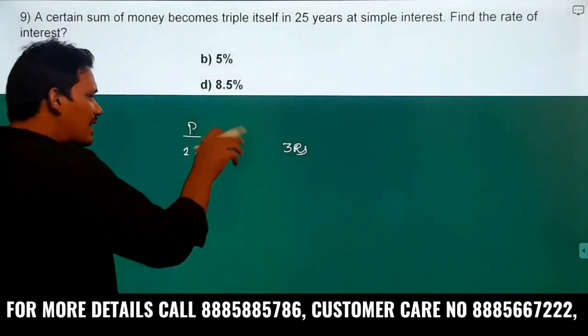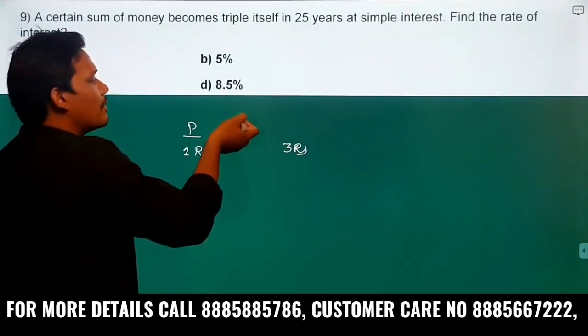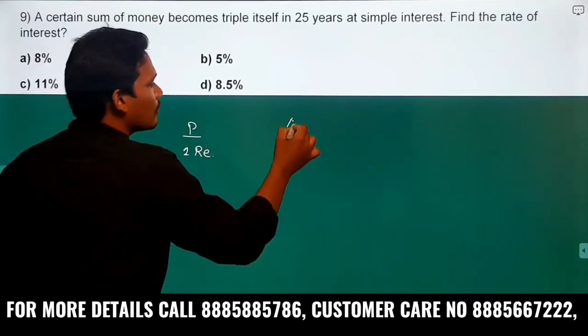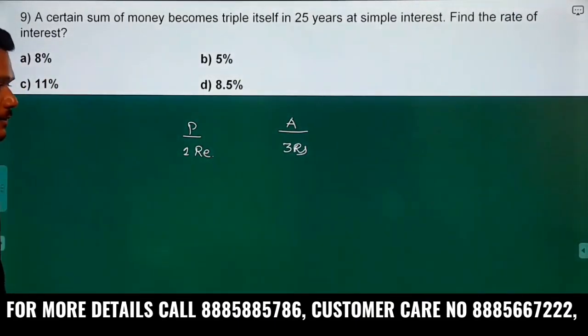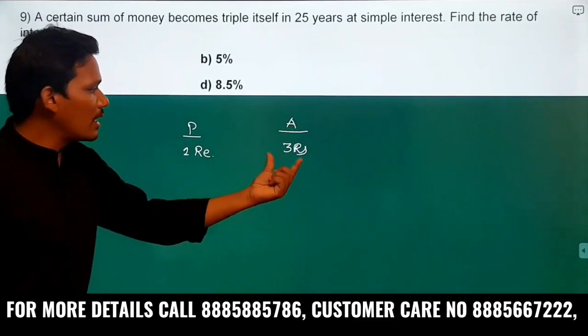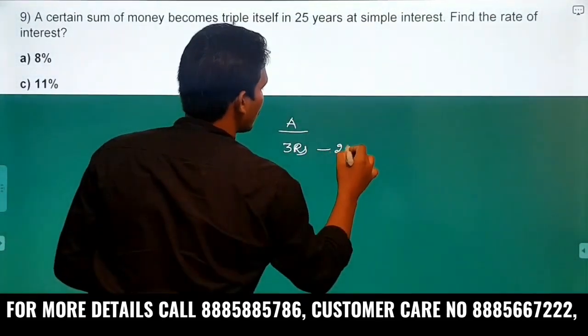Here, when it becomes 3 rupees, you have to add some interest. So principal plus interest, so now we are going to get the amount. Got the point or not? So the principal value here we consider as 1 rupee, and the amount value will become 3 rupees. And in how many years? It is 25 years.